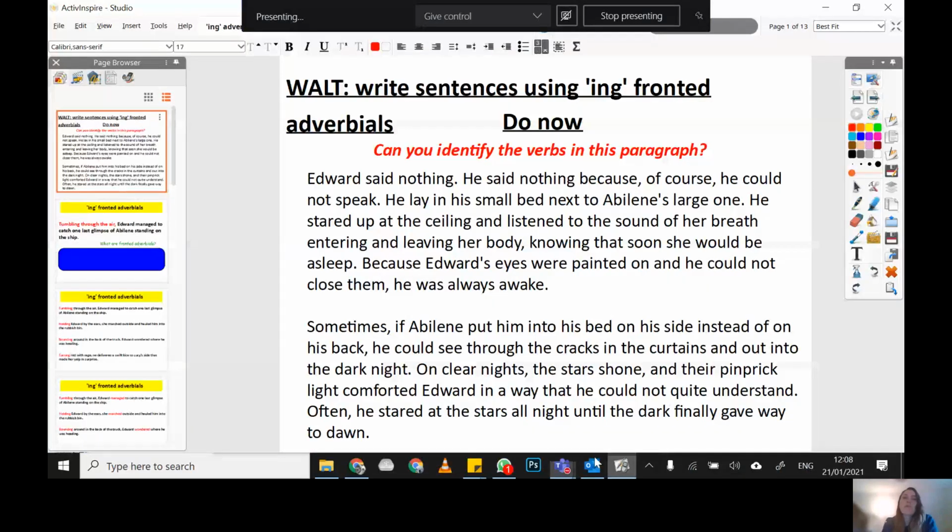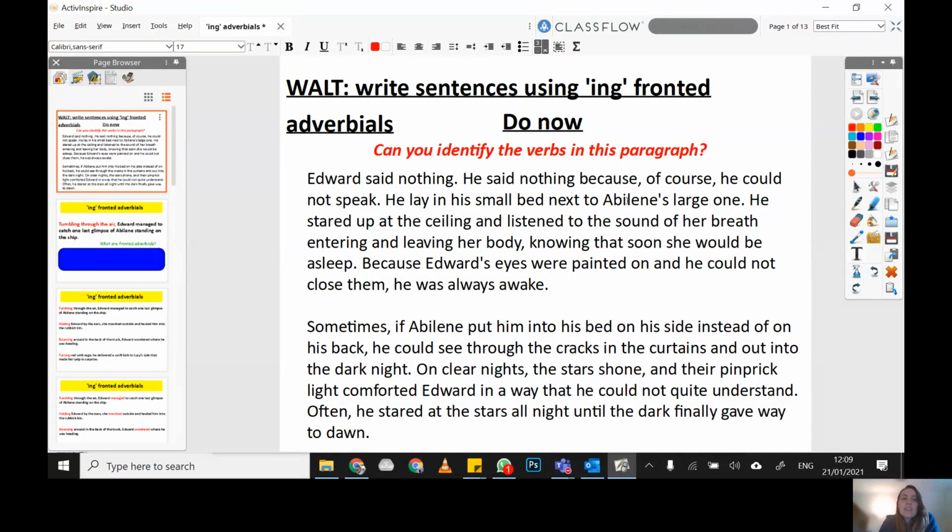Hi everyone, I'm here for your next literacy lesson, and today we are going to go on to a new language feature that we have done before, and that is going to be fronted adverbials. So let me start by sharing my screen, and we have got a warm-up to start us off this morning.